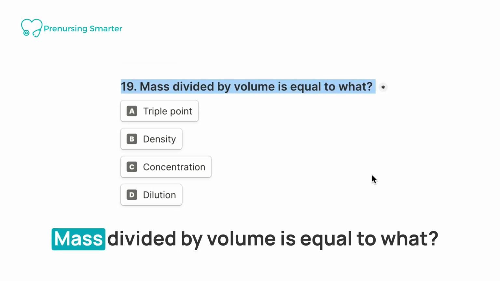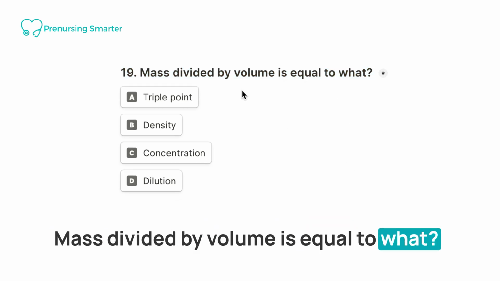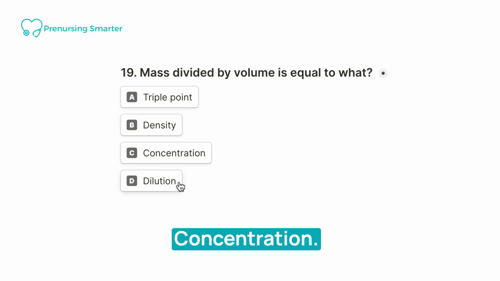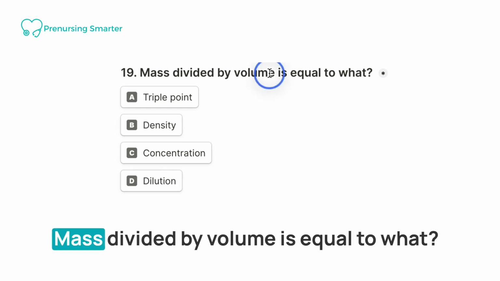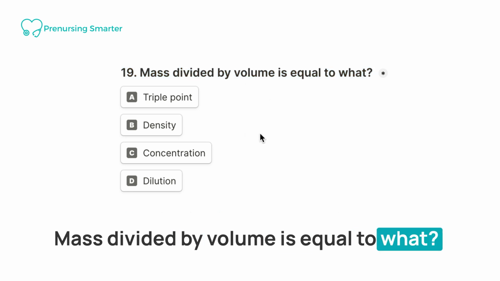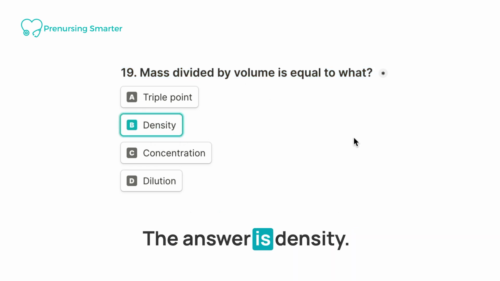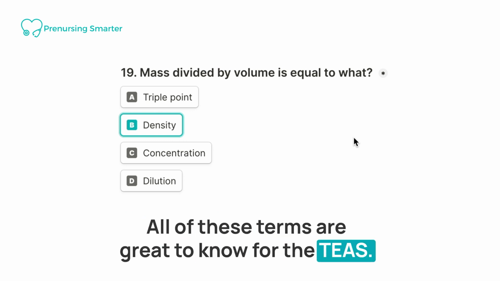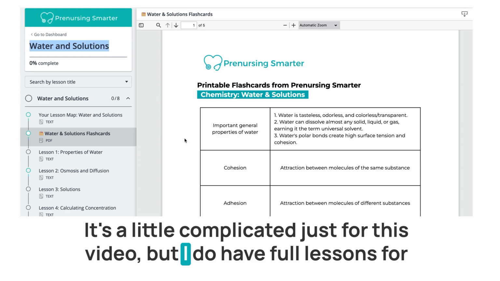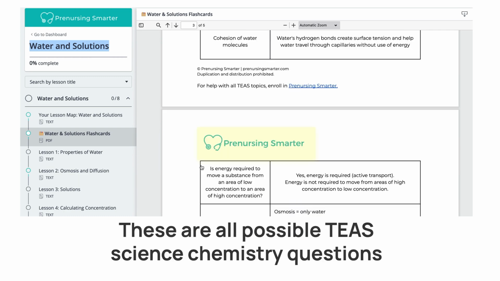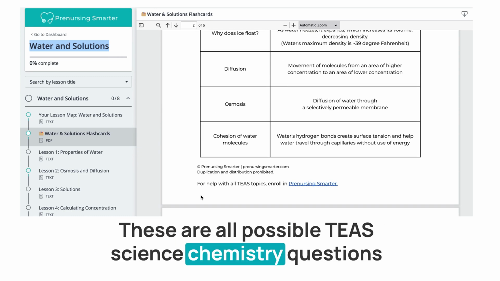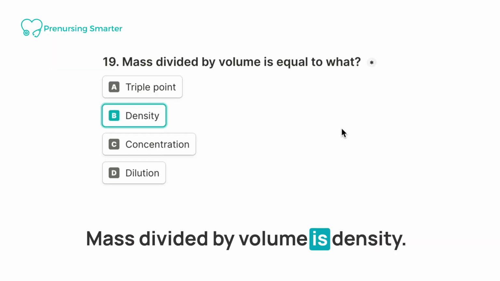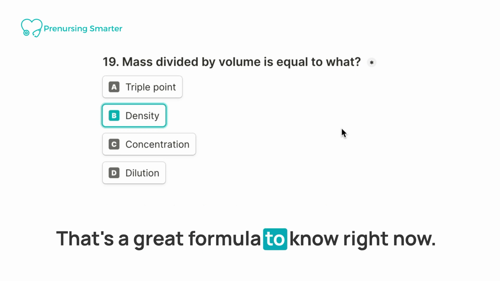Question 19. Mass divided by volume is equal to what? A, triple point, B, density, C, concentration, or D, dilution. Mass divided by volume is equal to what? The answer is density. All of these terms are great to know for the TEAS. It's a little complicated just for this video, but I do have full lessons for them in my TEAS prep program. These are all possible TEAS science chemistry questions you'll see when you take the exam. Mass divided by volume is density. It's a great formula to know right now.